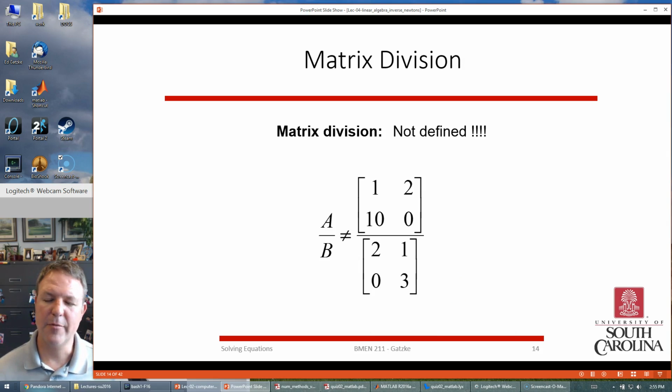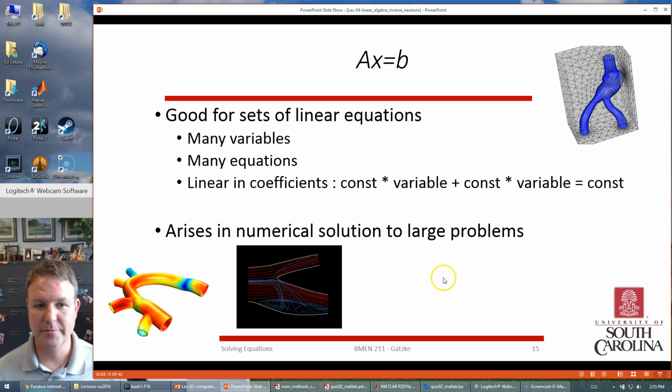Now, you may think, why don't you just divide? Well, it's just not defined. You can't do that. It's a math thing. With matrices, you cannot divide one matrix into the other. But you can multiply by an inverse, as long as the matrices have the right dimensions.